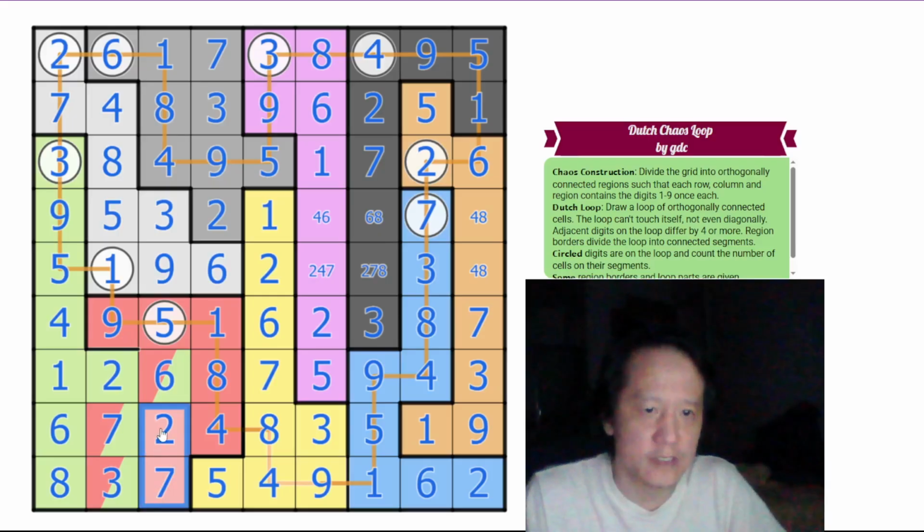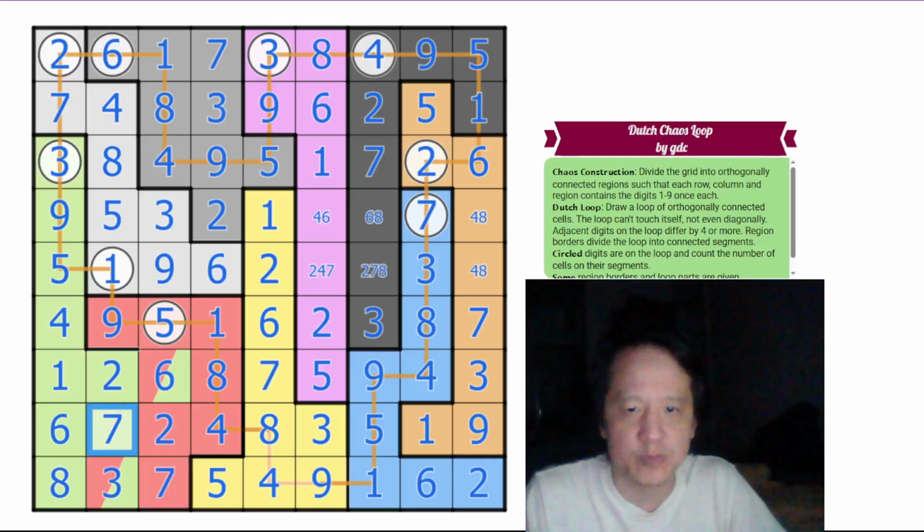Okay, this red is a 7, so this can't be red. This must be green. This can't be 6. This can't be green and 3. So these are the regions here.